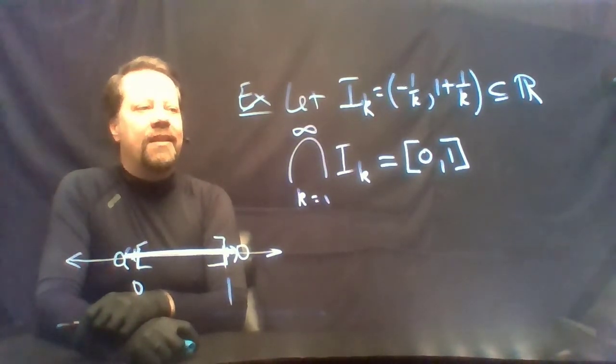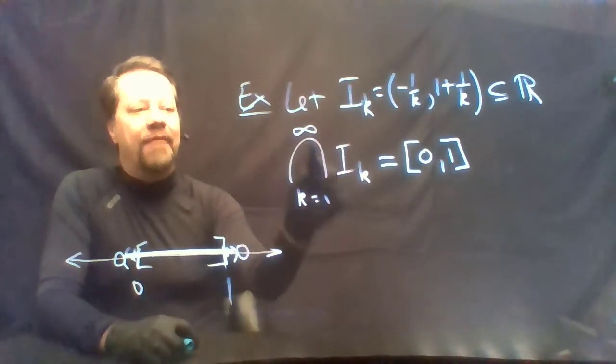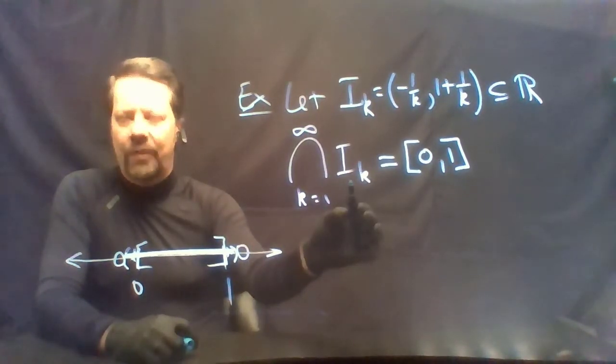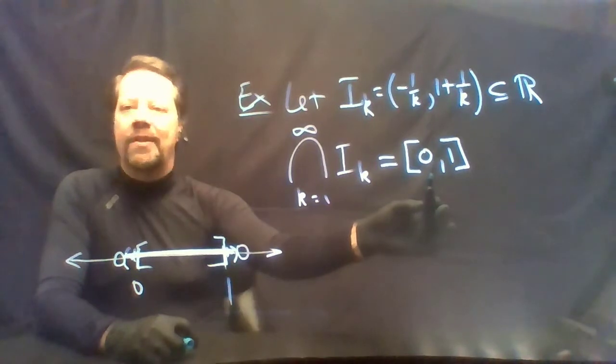So here you can see that you can take an intersection of an infinite number of open intervals and end up with something that is not open. It contains both of the endpoints.